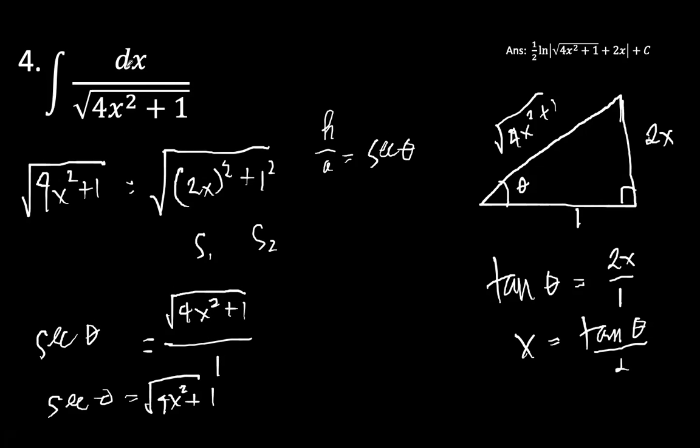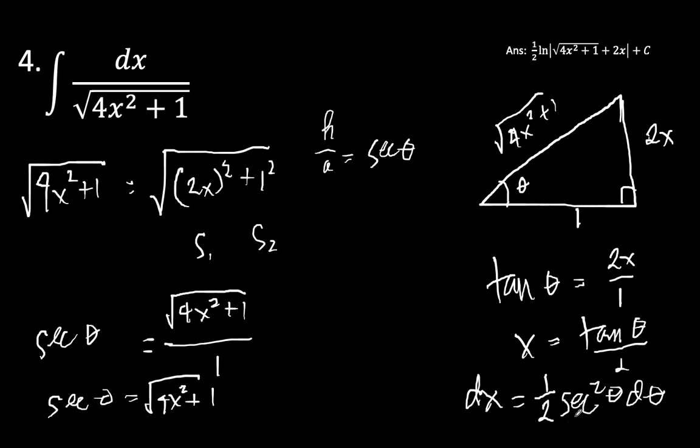So we can substitute this expression by secant theta alone. And also we need to identify the dx. Since x is equivalent to tangent theta over 2, we can differentiate both sides to get the equivalent expression of dx. So this is 1/2, and what's the derivative of tangent theta? The derivative of tangent theta is secant squared theta with respect to theta.